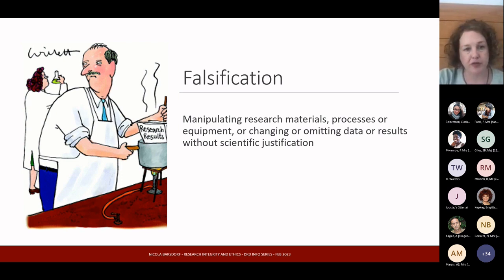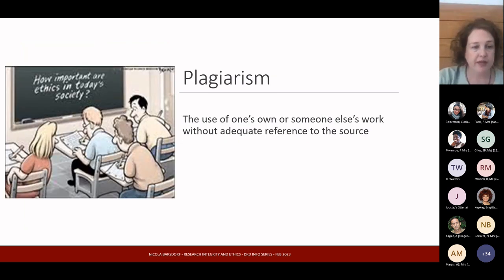Falsification is often referred to as cooking the data. And we can see our chef on the left cooking up those research results. This means the research is actually conducted, but the research materials, processes, equipment, or data are manipulated. The researcher then changes or omits data or results without scientific justification, and so the results essentially become falsified. And then lastly, the P for plagiarism is essentially the use of one's own or someone else's work without adequate reference to the source.